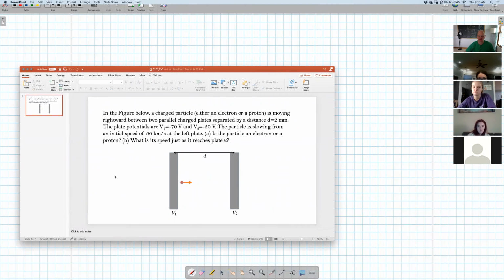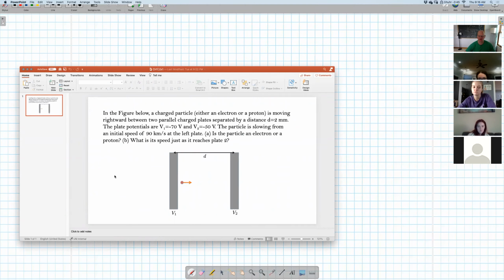Good. So now part B is asking, saying that what? Okay, so now that we know it's a positive charge, so we know it's a proton, how fast is this thing going by the time it reaches here? Well, to do this, we can use conservation of energy. We can now say that the change in kinetic energy plus the change in potential energy is then equal to 0 since there's no non-conservative forces. There's no air resistance or anything like that.